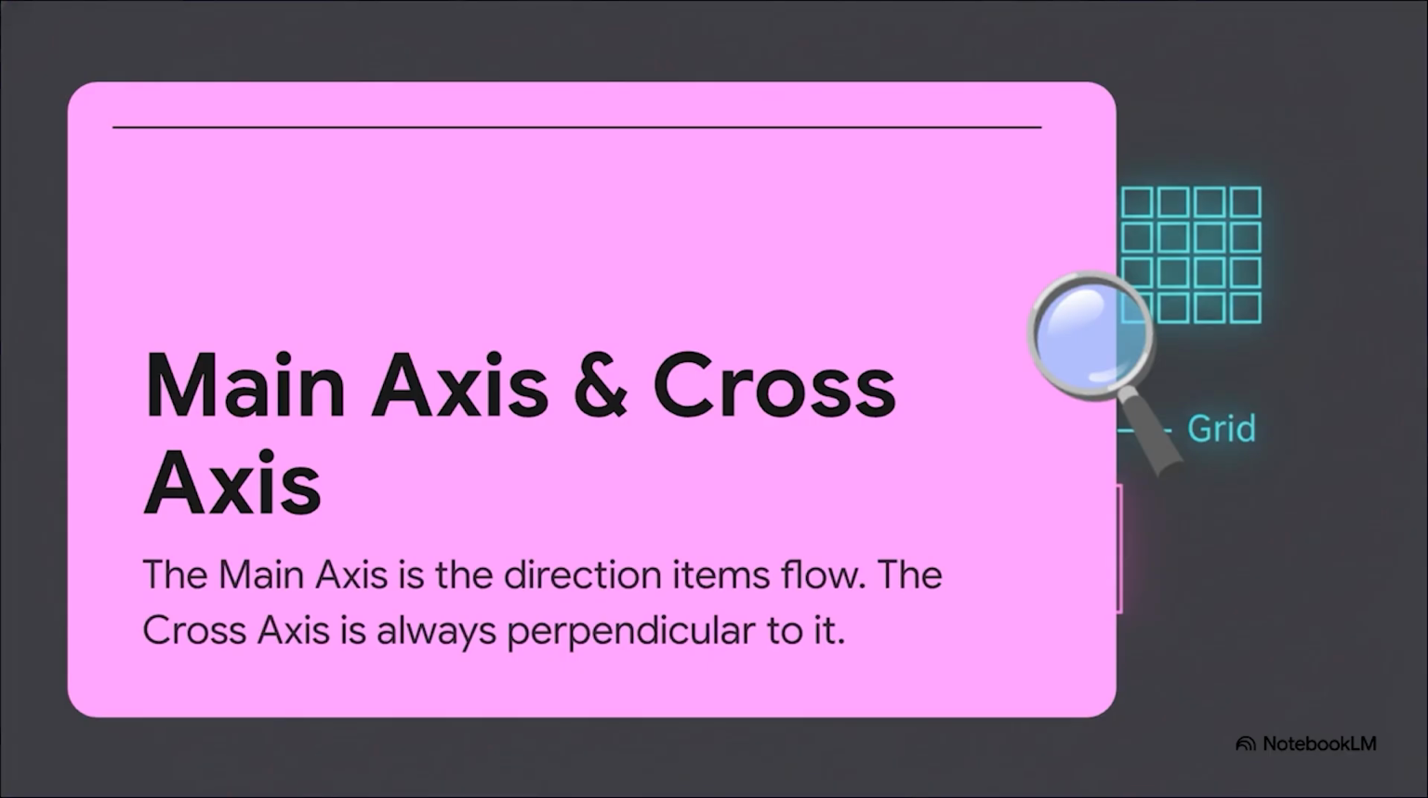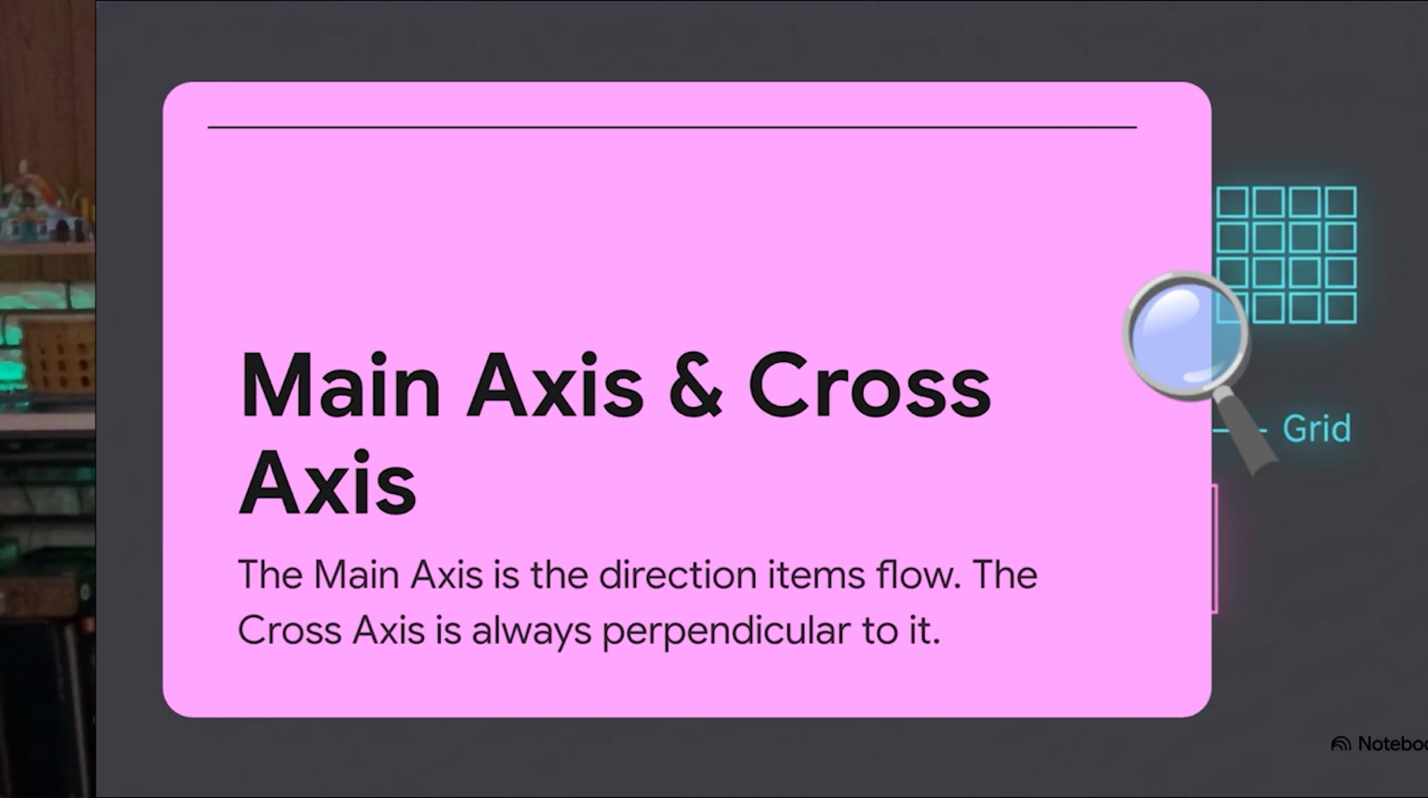And that one decision sets up the two roads your layout will always follow. The main axis is the primary direction of travel. The cross axis is always perpendicular to it. So simple, right? If your main axis is a row, your cross axis is up and down. If your main axis is a column, your cross axis is left to right. Know which way your axes are pointing and you will never get lost.